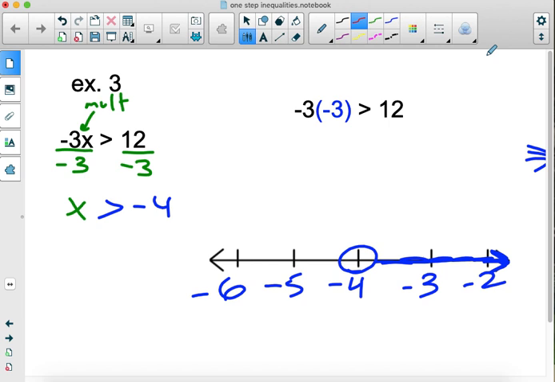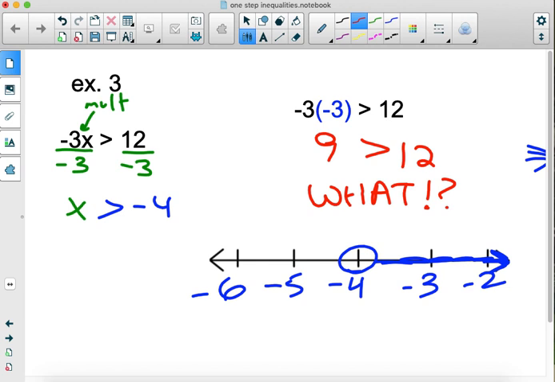Raise your hand, think about it. Ethan. Negative times a negative is +9. Bring down to 12. Let's look at that. Is that true? No. 9 is not greater than 12. It didn't work. Maybe it's 1.2. No. Here's what it is.